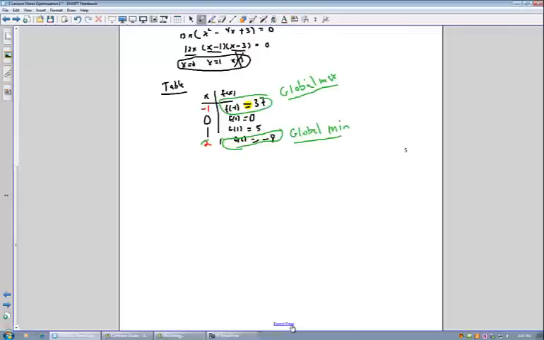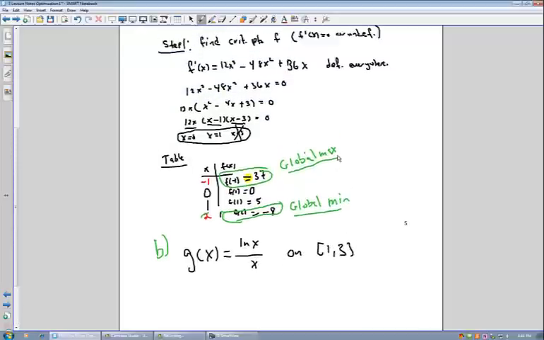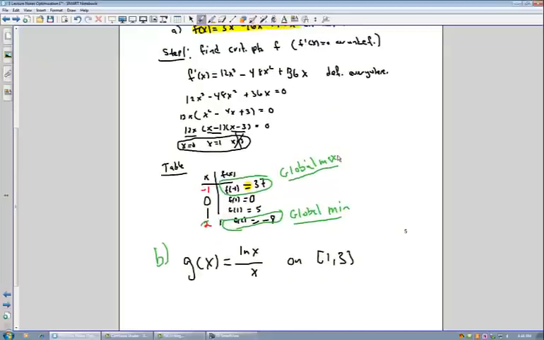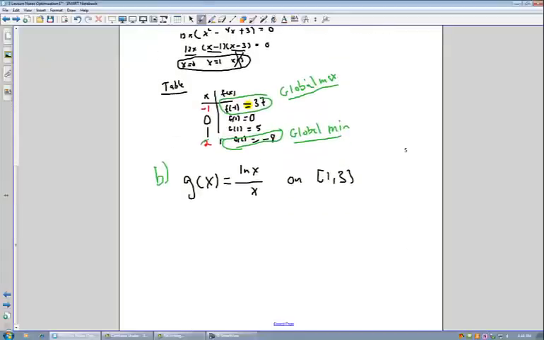Let's do part B. So let me copy this down. So on part B, what do we have? Let's change back to black again. So part B, I have g of x equal to ln of x divided by x, and this is on [1, 3]. Let's make sure that's correct. Yeah. All right, so I'm going to do the same thing I did before.